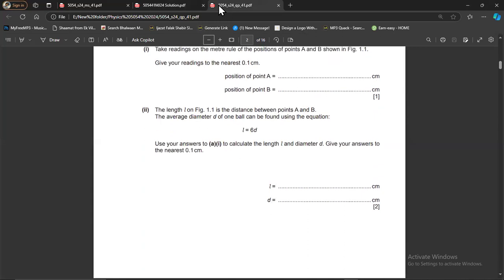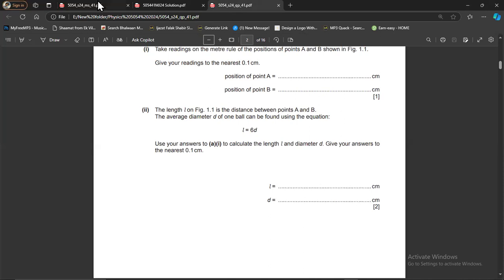Then he says the length L in figure 1.1 is the distance between the point A and the B. The average diameter D of one ball can be found using the equation L equals 6D, because there are 6 balls, so there are 6 diameters in that length. So L equals 6D. Use your answer to the first part to calculate the length L and the diameter D. Give your answer to the nearest 0.1 centimeter.